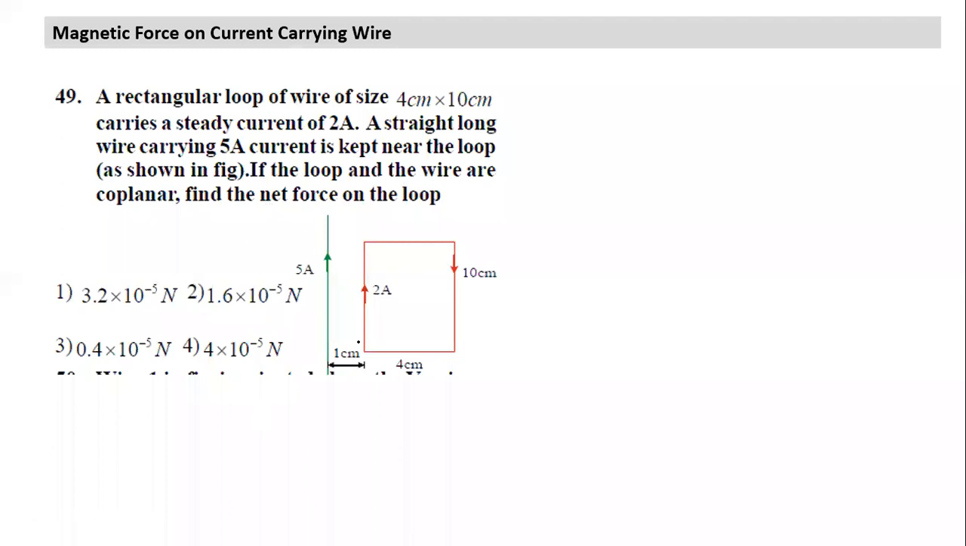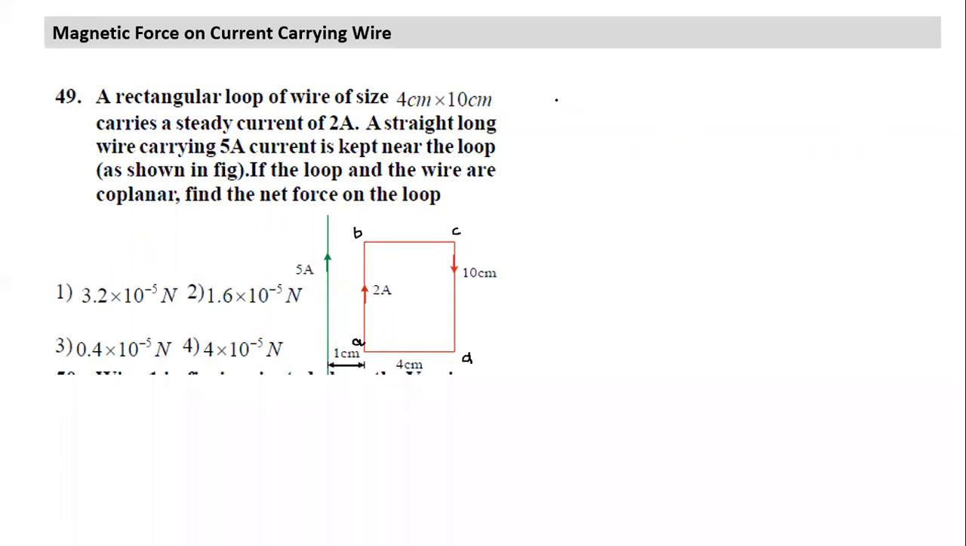See, we don't have any formula for net force on the loop. We have the formula for a current element. So I can think of there being four different sides of the loop. When I select side AB, why would it experience force? Why will this loop experience force? Because of the field created by the long wire.